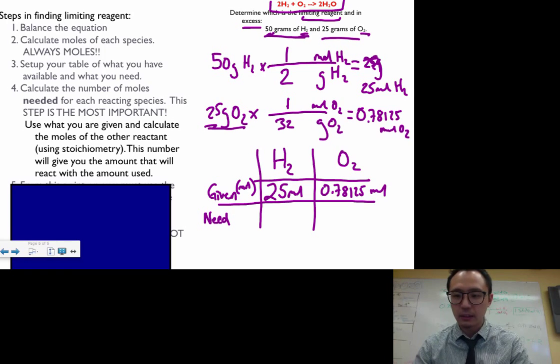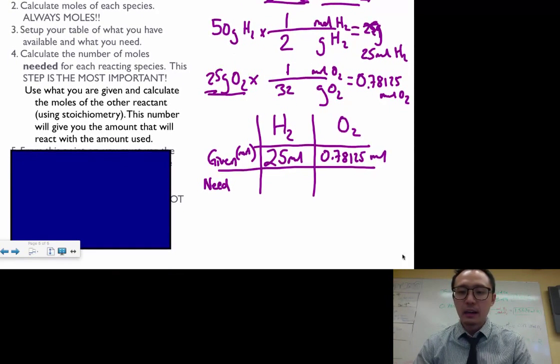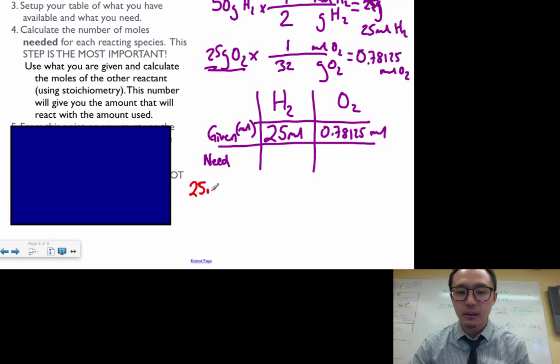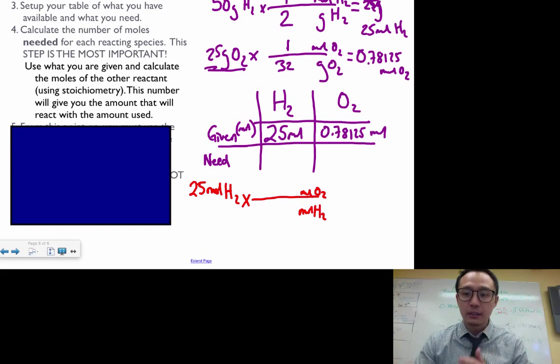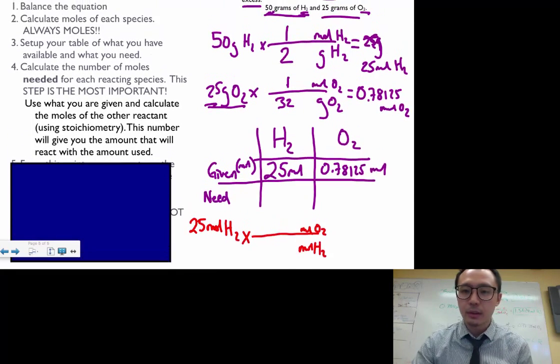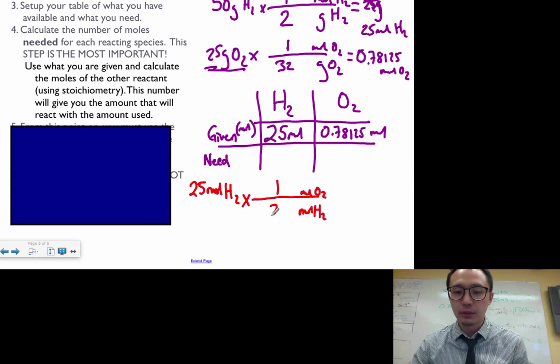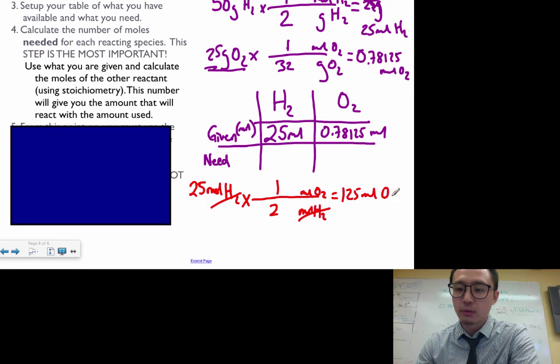So I'm just going to scroll down a little bit. And how we set this up is that we just have to set up for each of them. That means that if we're given 25 moles, this is all stoichiometry, 25 moles of H2 times the division bar, moles of H2, moles of O2. You need to go back into your molar ratio. So what's my molar ratio? It's 1 to 2. So this is going to be 1 to 2, right? So if I cancel all these units, I'm going to have 12.5 moles of O2.